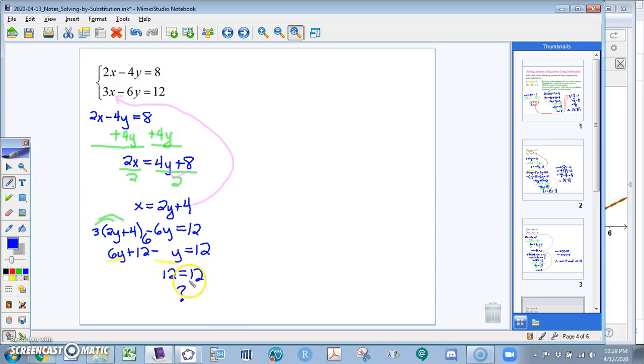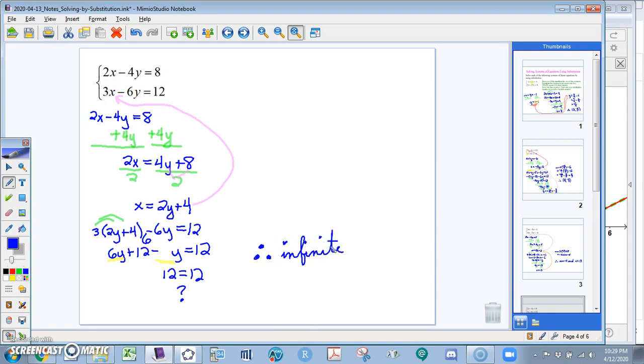So when you get an expression like this where you just get 12 equals 12, or -7 equals -7, or 0 equals 0, what you would say is that there are an infinite number of solutions.